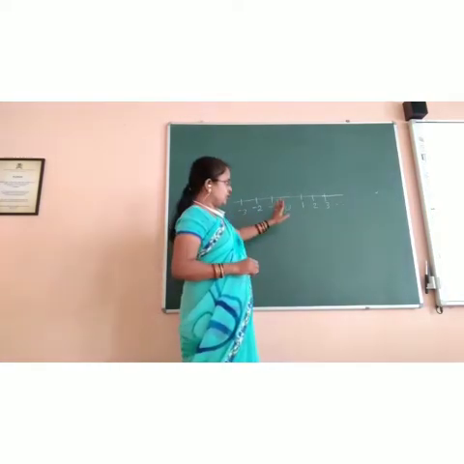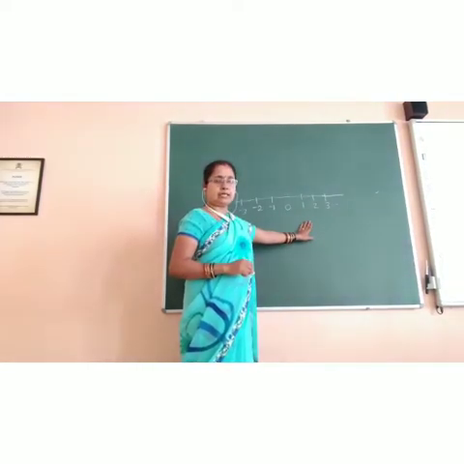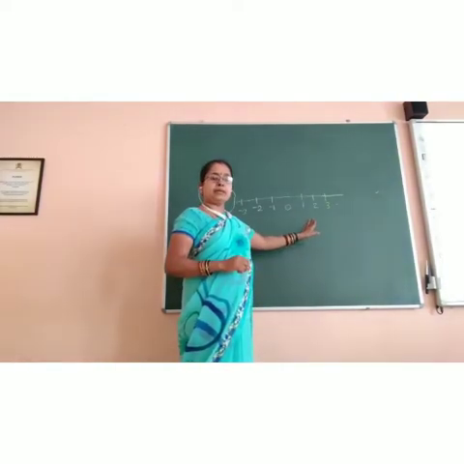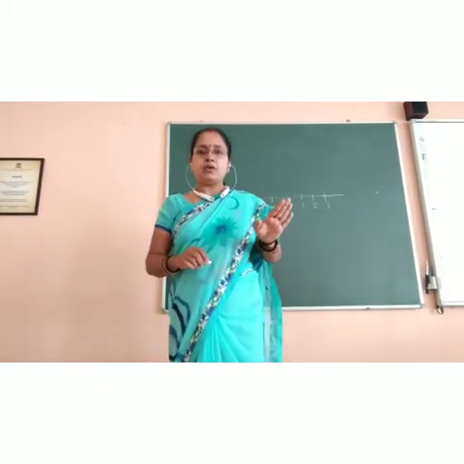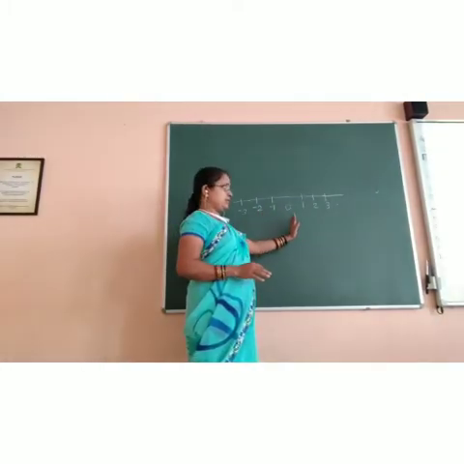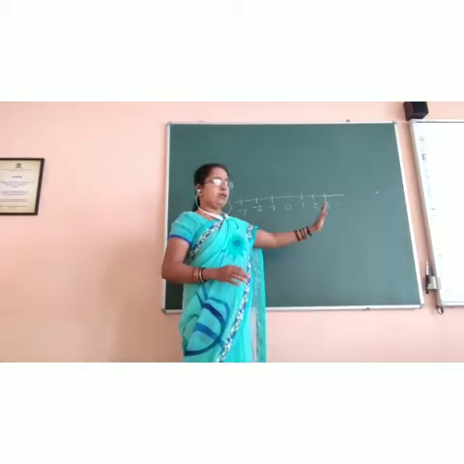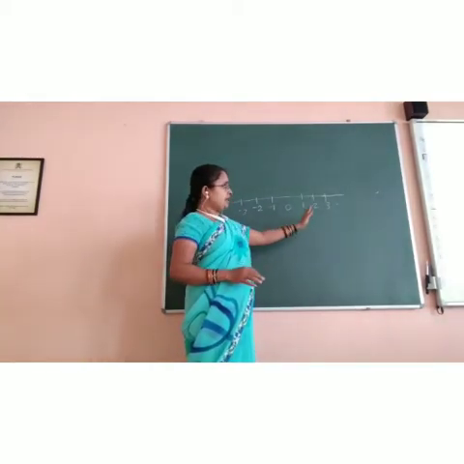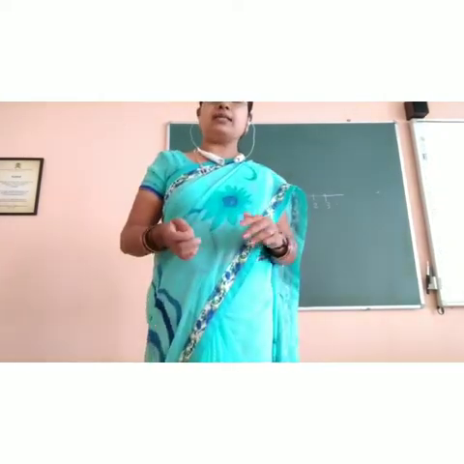Okay. So these negative and positive number lines, if they are represented in a graph paper, then what is it called? If both the negative and positive numbers are represented in the number line and that is in the graph paper, that is known as the Cartesian plane.